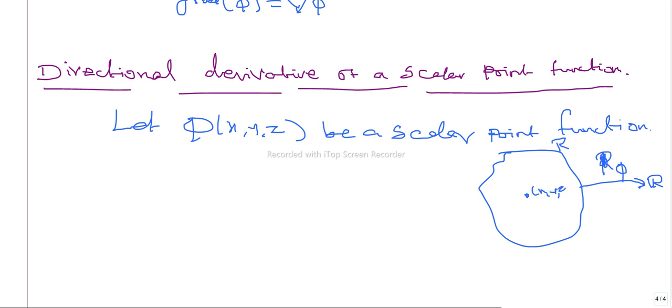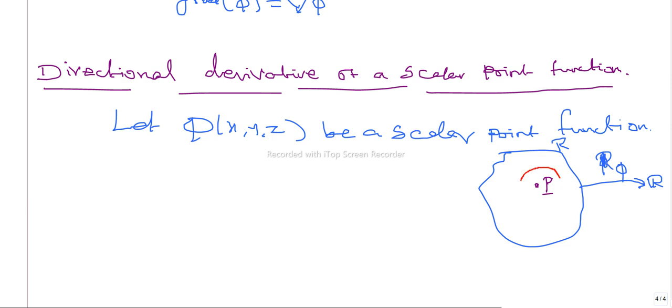Now, if you take some point in the region R, suppose I take some point P. We want to discuss the directional derivative at the point P, the derivative of pi at the point P. Suppose you take some neighborhood. Again there are so many ways to approach this point P, right?